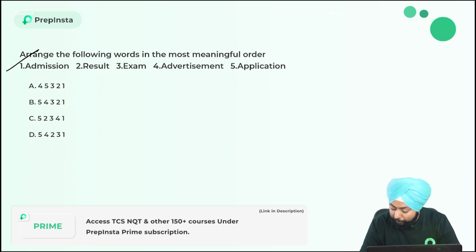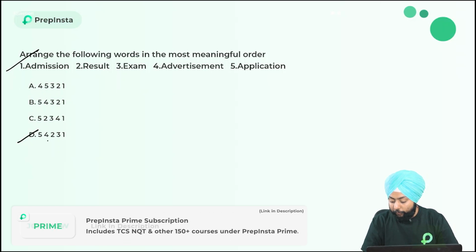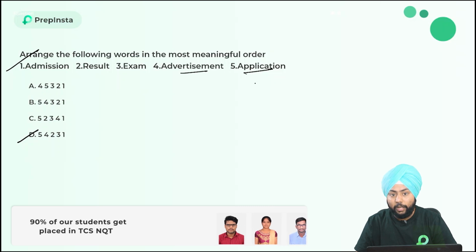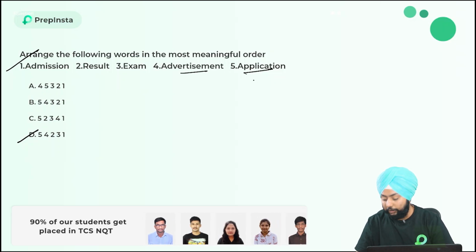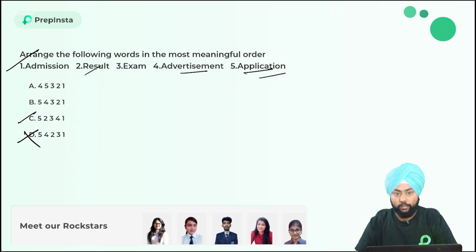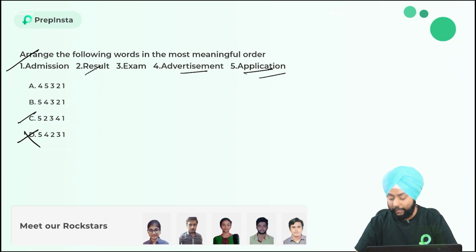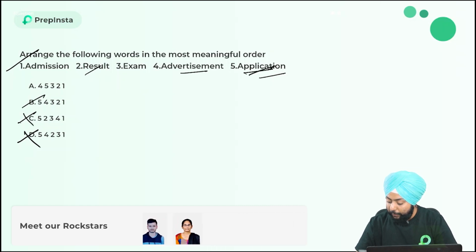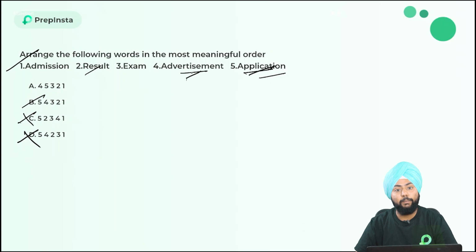So let's take option number maybe D. So 5, 4, 2, 3, 1. So 5 is application, 4 is advertisement. So first advertisement will happen, then I will fill the application. So again, this is wrong. Let's check C. 5 is application and then result. So I will apply for the thing and I'll get result directly. No, again, this is wrong. Let's check B. 5 is application, 4 is advertisement. Again, guys, application I will do after advertisement. So again, this is wrong.